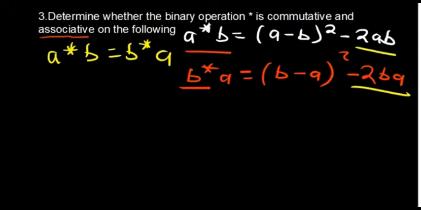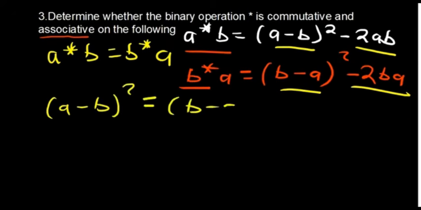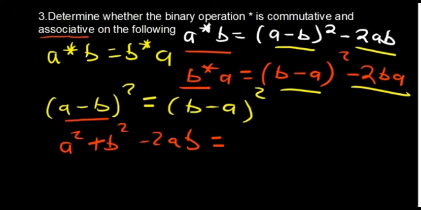How about what's in the brackets? If you expand what's on top here, it's going to be A squared. So is it true that A minus B squared is equal to B minus A squared? We showed this in the first question and it turned out to be true, because if you expand this part, you're going to have A squared plus B squared minus 2AB. Within this part, it will be A squared plus B squared minus 2AB.